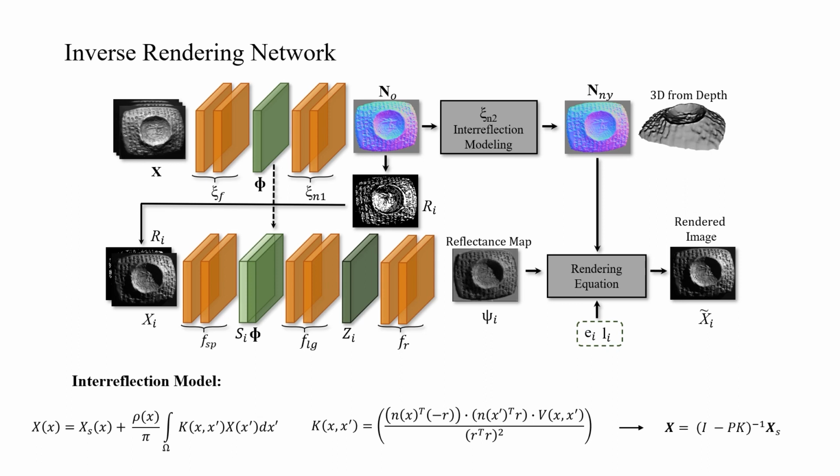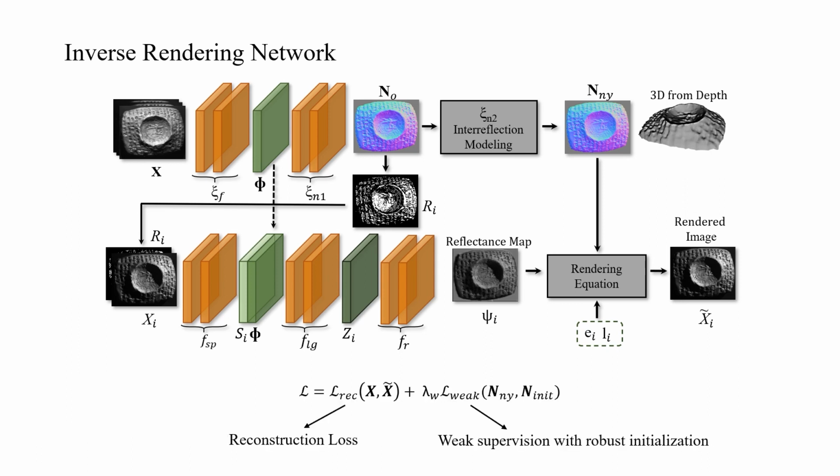Here, instead of relying on the classical rendering equation, we use the interreflection model. To use the interreflection model, we first integrate the surface normals to depth. Then, we check the visibility and the distance between each element on the surface. This allows us to compute the interreflection kernel, and we use this kernel in our rendering equation to get images. We learn the network parameters using the reconstruction loss between rendered images and input images.